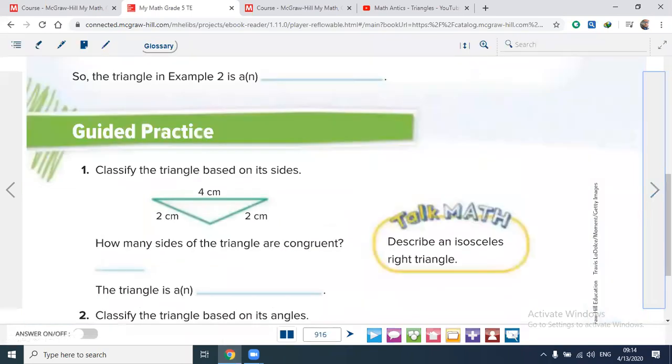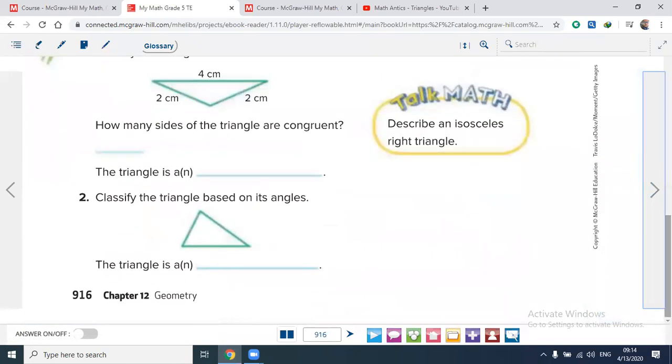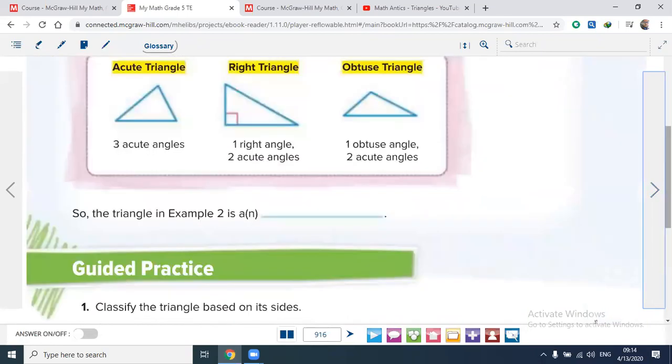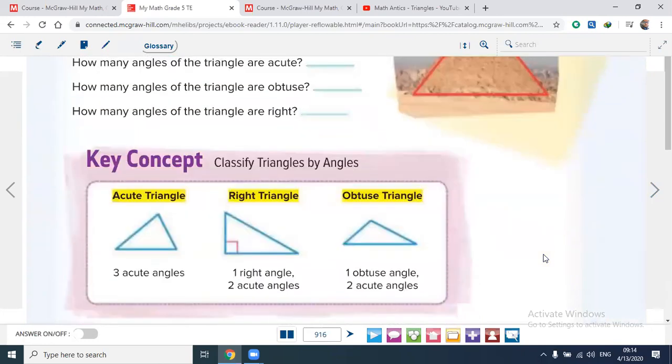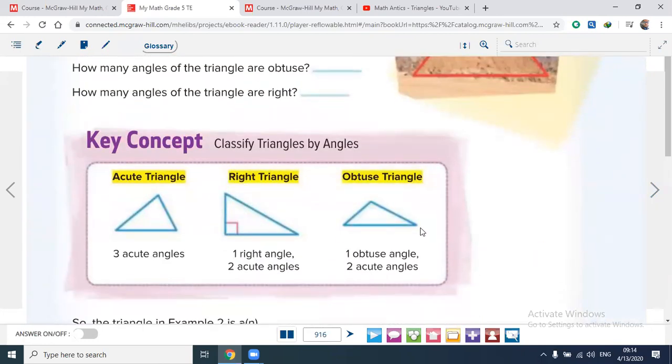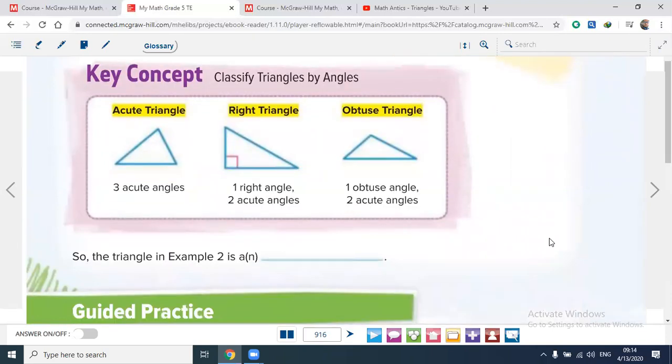as we see here, also on the next page, page 917, I can classify triangles by angles using acute, right, and obtuse triangles. Here, acute has three acute angles, right has one right and two acute angles, and obtuse has one obtuse and two acute angles. Okay, is it clear for everyone? I can go for practice.